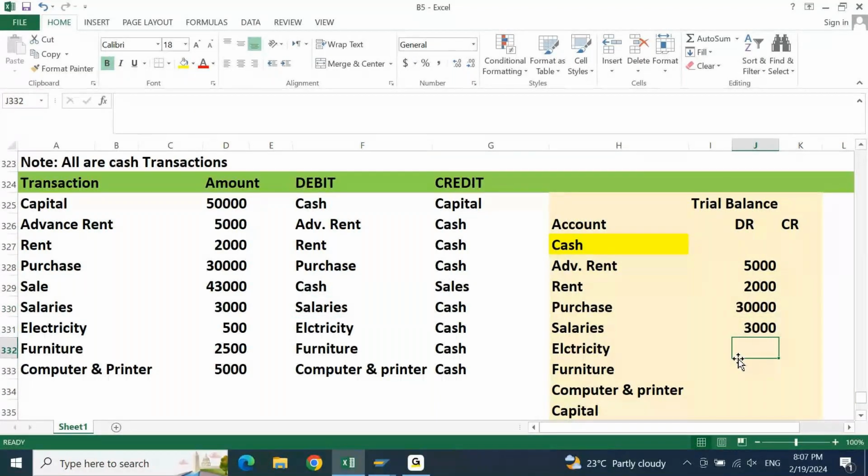Next one, electricity. Electricity is appearing on the debit side. Sorry, the amount is 500. I am going to place 500 here on the debit side. Next one is your furniture. Furniture is appearing on the debit side. Furniture value is 2,500. 2,500 will come on the debit side here. Next one is your computer and printer. Computer and printer is on the debit side. Okay, value is 5,000. I am going to take 5,000 here.